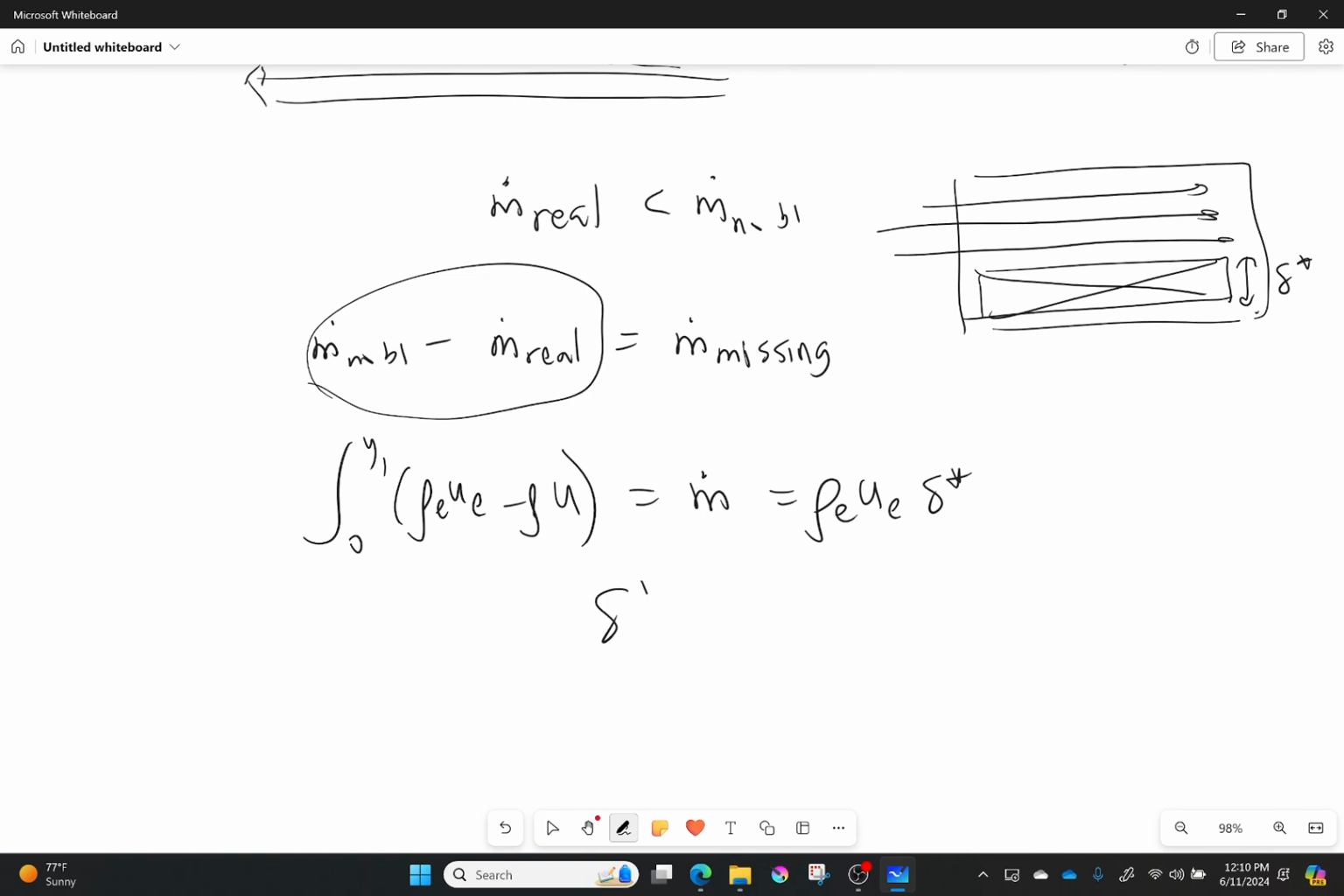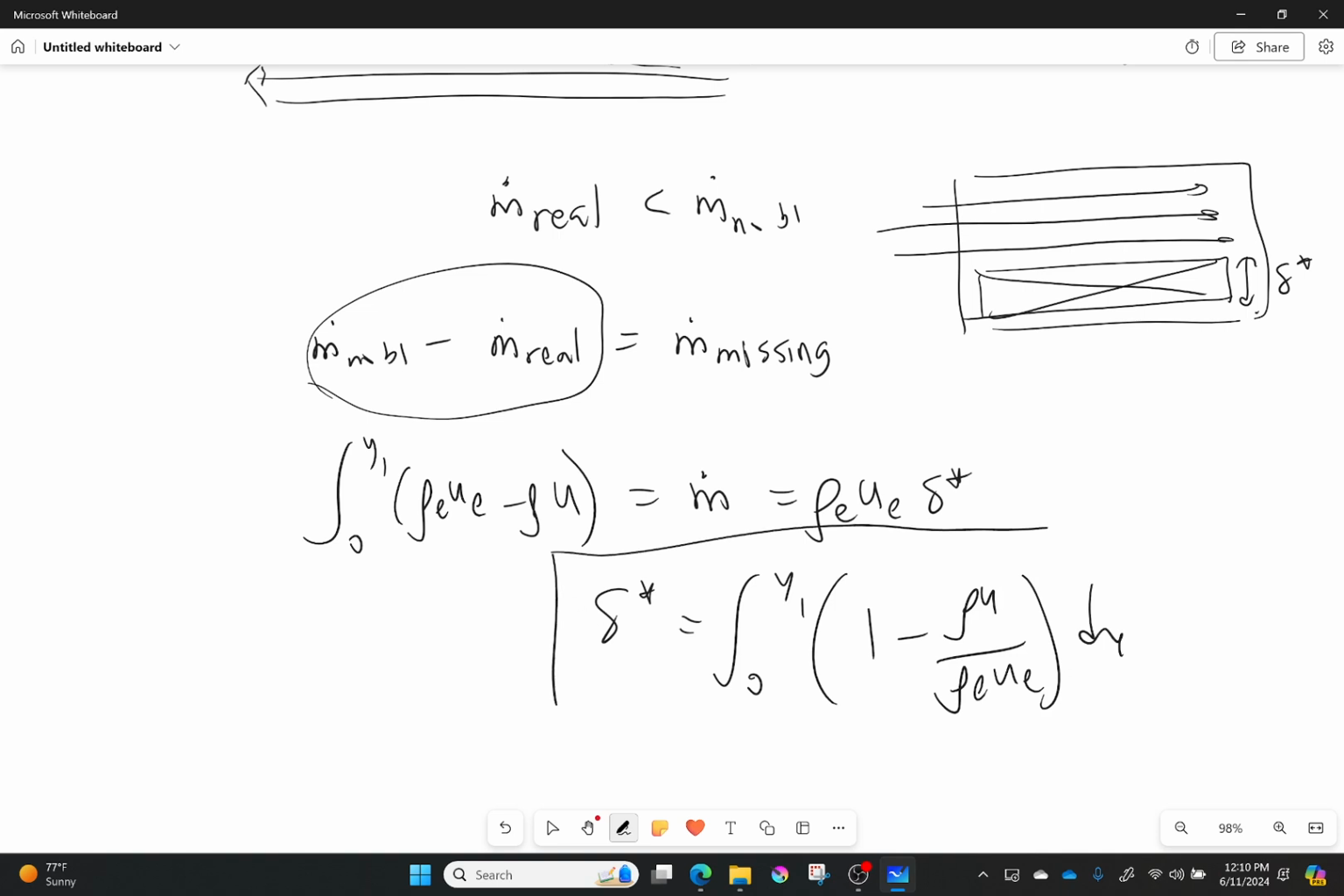We had the delta star equation from before. So delta star is simply equal to the integral from 0 to y1 of 1 minus rho u over rho e u e dy. So this is an important detail we're going to use sometimes. And it's just saying how much of that air has been pushed out of the way by the boundary layer and is not necessarily equal to my boundary layer thickness. Okay, so that's one way of thinking about it.